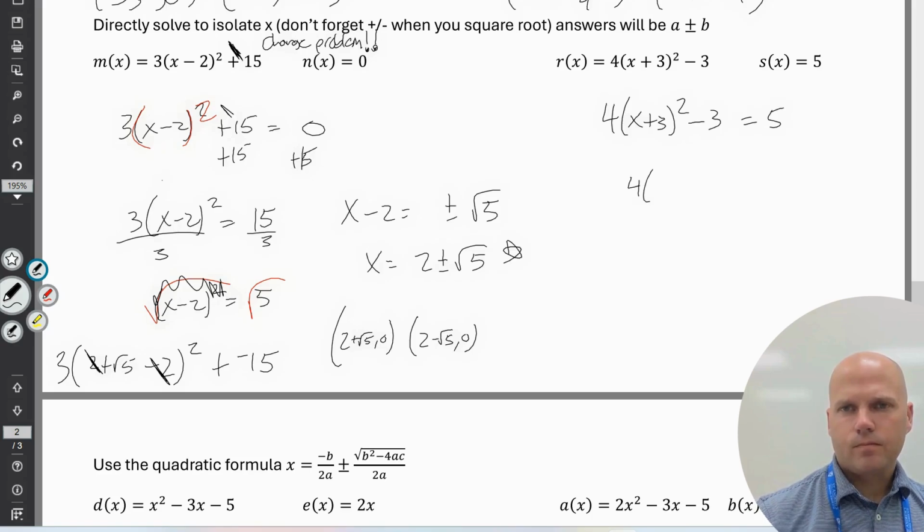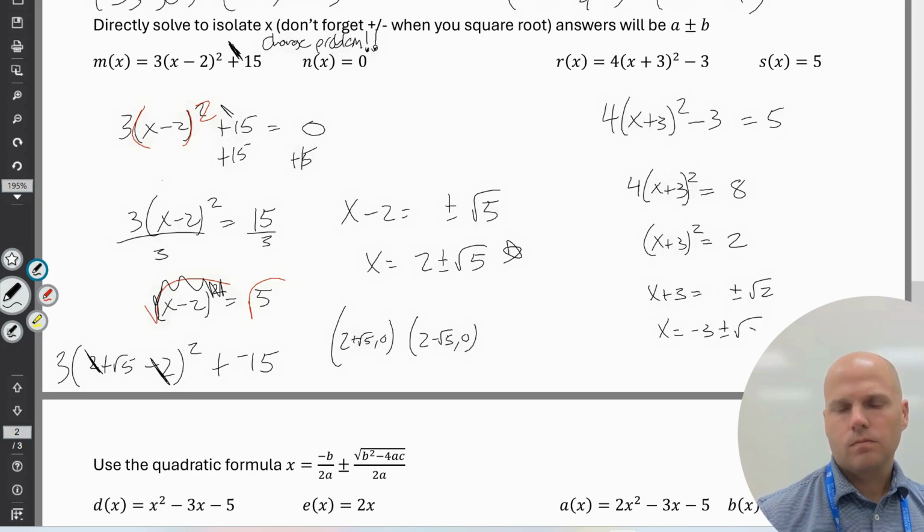Add 3. Divide by 4. Square root both sides to get rid of the square. Subtract 3. And now we know I'm going to get 5 every time, but you can double check.